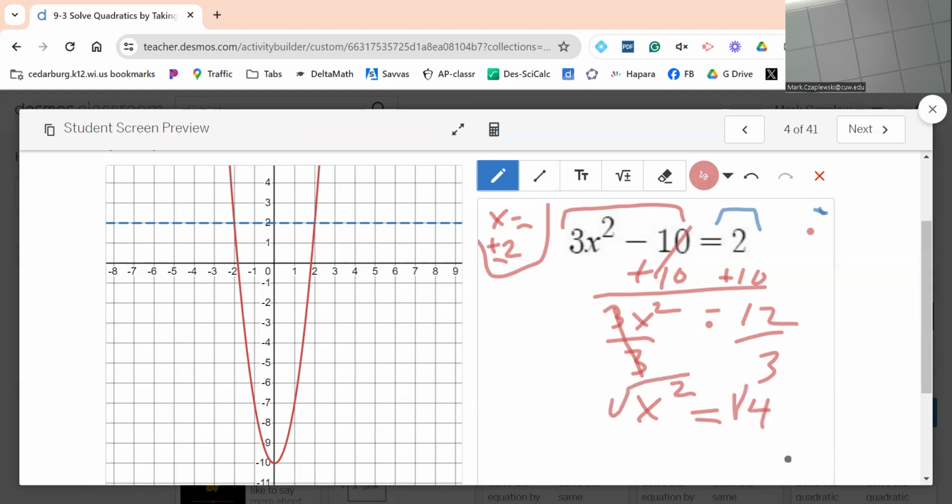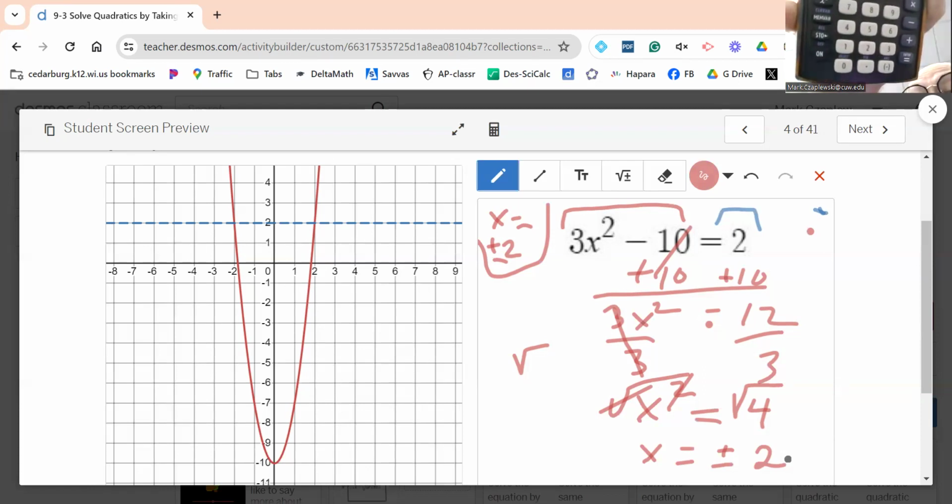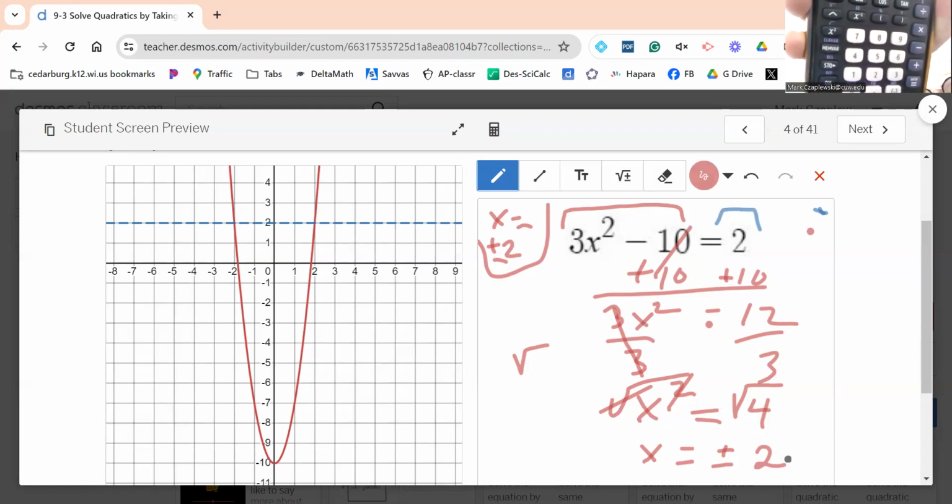Square root both sides. Whenever you square root a square, these cancel, and don't forget your plus and minus. The square root of 4 is 2. Don't forget to look for that square root button on your calculator. So if I look at that on my calculator, it is above the x squared button. So hopefully you can see that. See the square root? So you have to hit second. We've done them before, so hopefully you remember.